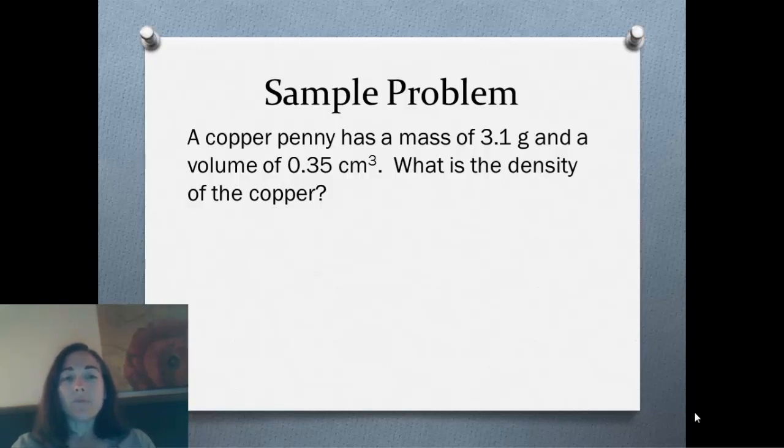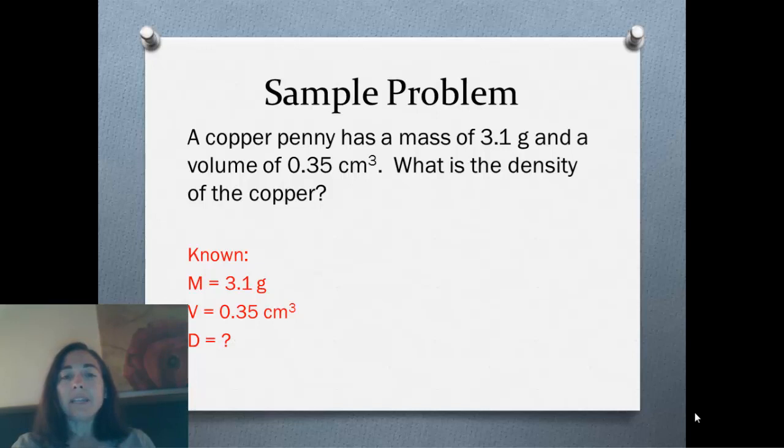Let's work a sample problem. This is already written on your guided notes, so you don't have to copy it down. Think about a good problem-solving strategy. Let's make a list of what we know first. Okay, I know from reading this problem that the mass is 3.1 grams. And I know that the volume is 0.35 centimeters cubed. So the question that I'm being asked is, what is the density of this copper penny?